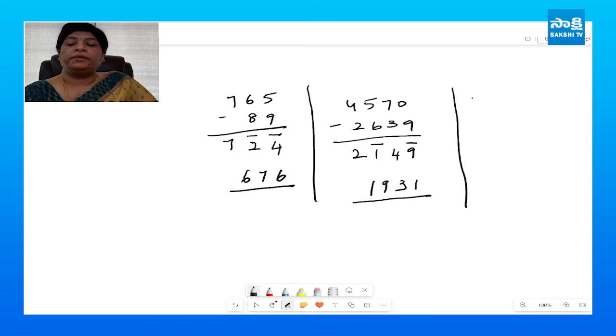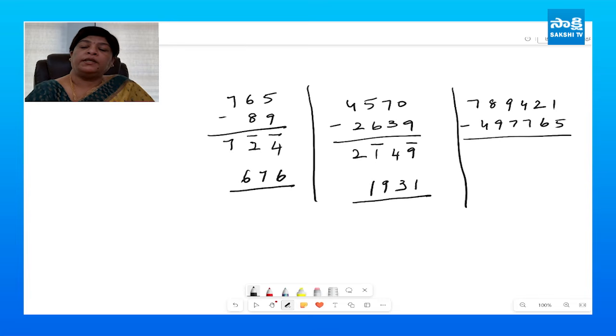Let's see one more example. 789421 minus 497765. So subtract the smaller number from the larger number, irrespective of whether the subtrahend is smaller or not, it doesn't matter. So 5 minus 1 gives a 4 with a bar. 6 minus 2 is again a bar number. 7 minus 4 is a bar number again. 9 minus 7 is 2, normal number. 9 minus 8 is 1, bar number. And 7 minus 4 is a 3.